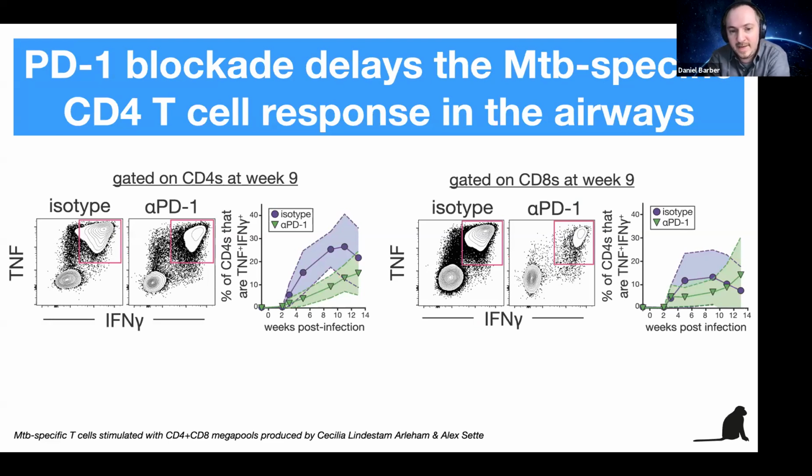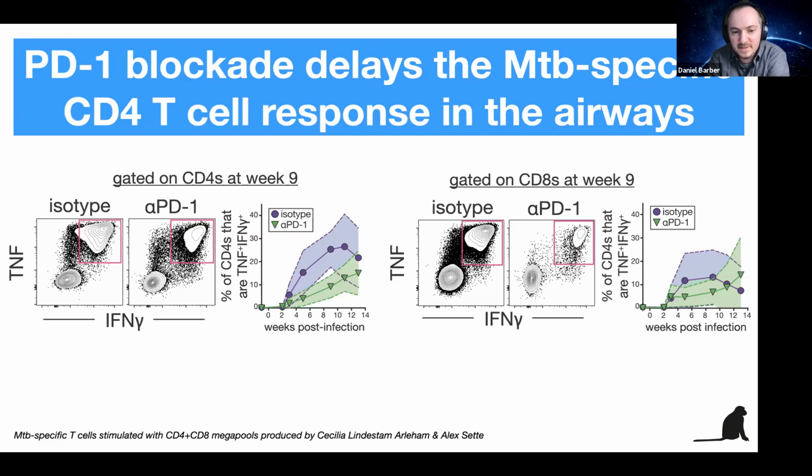But that is not at all what happened. In fact, quite the opposite. And it was particularly obvious in the CD4 T cell response. And looking at the kinetics, this is in the blood, in the graphs on the left, you can see in the green shaded region, we actually slowed the T cell response against TB in the blood.